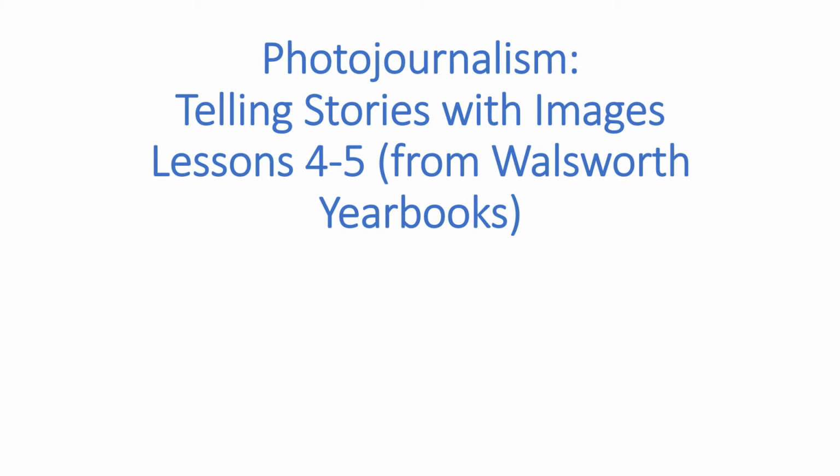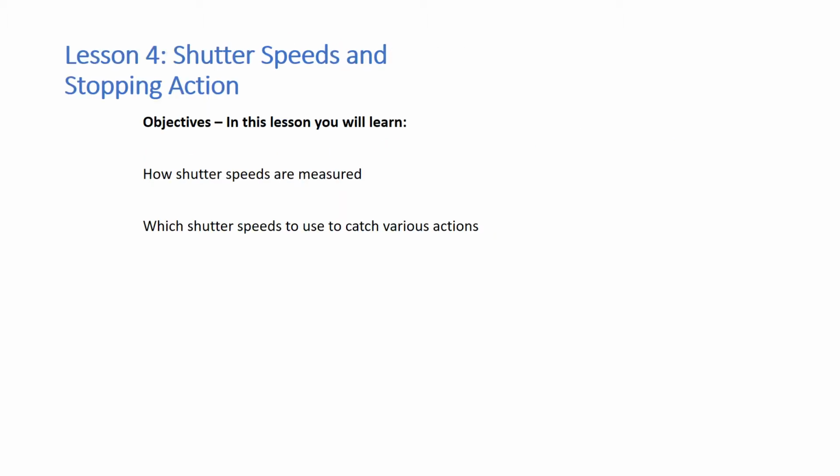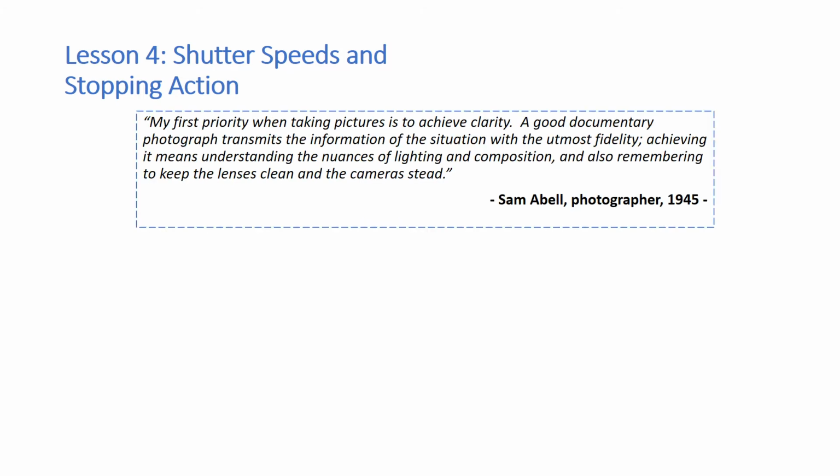Okay, this is lessons 4 through 5 about photojournalism, telling stories with images, and again, all of this content is from Walsworth Yearbook. So, lesson 4, shutter speeds and stopping action. The objectives in this lesson are going to be to learn how shutter speeds are measured and which shutter speeds to use to catch various actions.